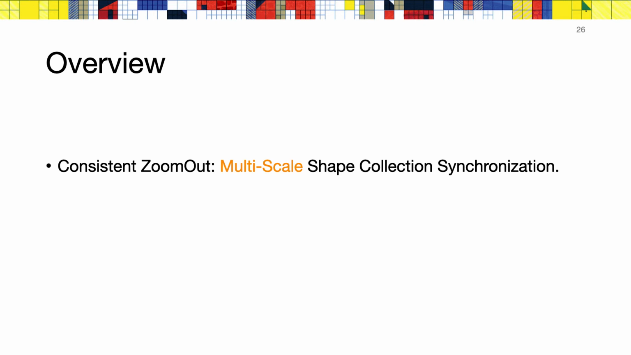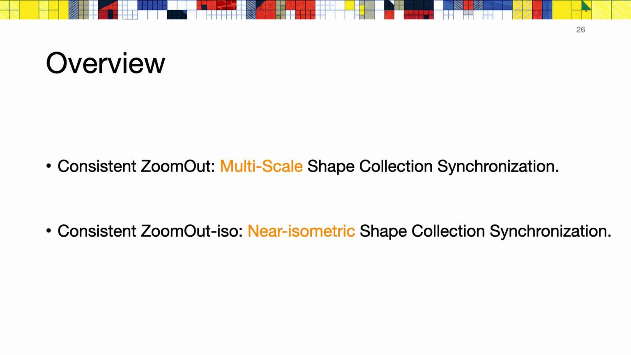However, like many other map synchronization methods, Consistent ZoomOut only promotes map consistency and says nothing about the map quality. Based on it, we further design Consistent ZoomOut ISO for synchronizing near-isometric shape collections. In this case, we provide theoretical guarantee on both map consistency and map quality.